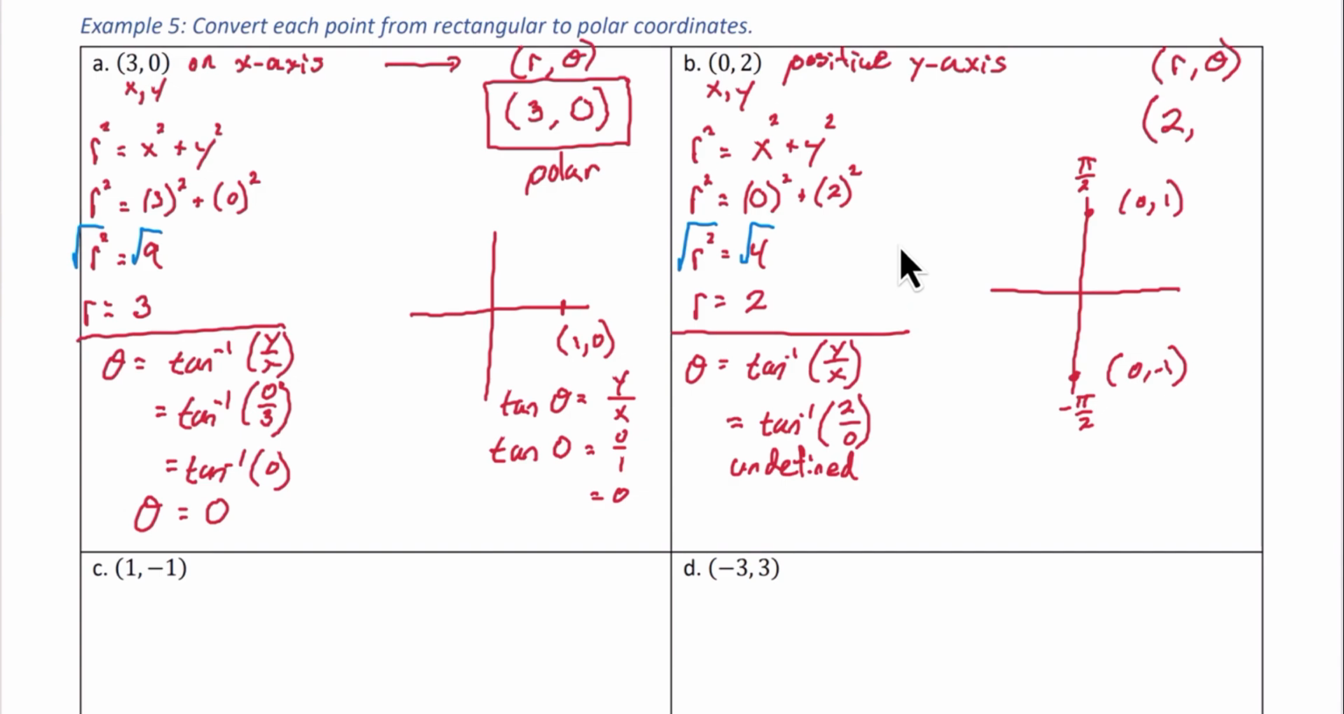However, go back to the original information. Notice that the original point 0, 2 is on the positive y-axis. Only one of these points is on the positive y-axis. And that point, again, has an undefined tangent, and it occurs when the angle is pi halves. So theta, in this case, must be pi halves.